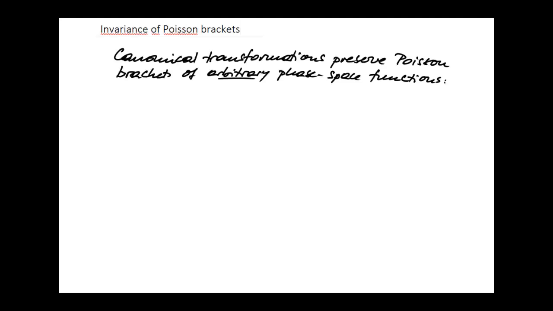Let us look next at arbitrary Poisson brackets. We already know that it is in fact the defining property of a canonical transformation that it preserves the fundamental Poisson brackets. It preserves the Poisson brackets between the Q's and the P's. What I would like to show next is that in fact they preserve arbitrary Poisson brackets of arbitrary phase-space functions. So let's look at two phase-space functions, f and g.